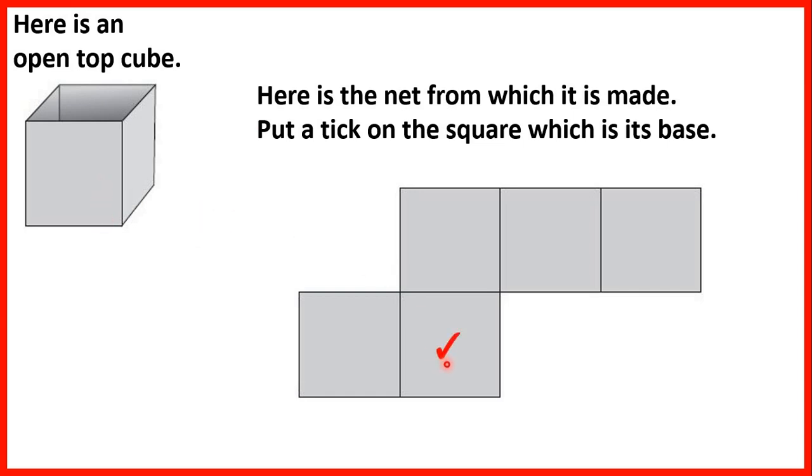So the base of the cube is this square here, because this square and this square can fold up. Then this square here can fold around, so cover this edge. And when this square folds around, we'll be able to fold this square here all the way round to cover this edge, leaving an open top.